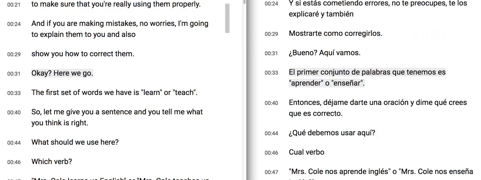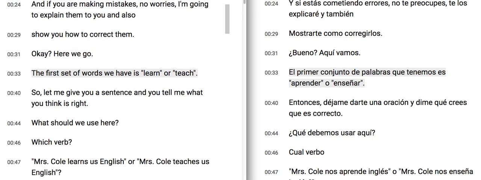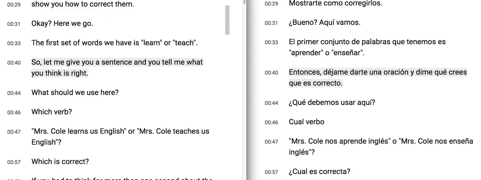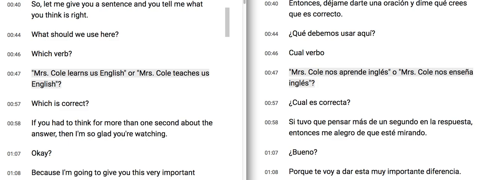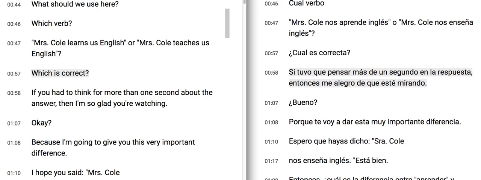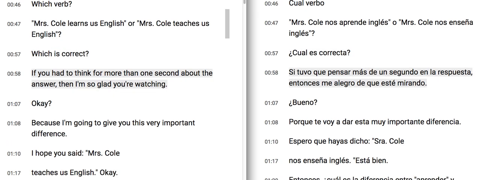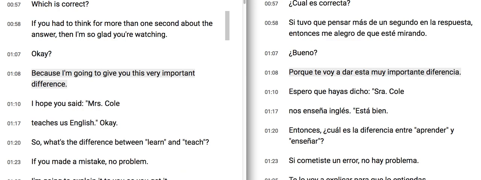Okay, here we go. The first set of words we have is learn or teach. So let me give you a sentence and you tell me what you think is right. What should we use here? Which verb? Mrs. Cole learns us English, or Mrs. Cole teaches us English. Which is correct? If you had to think for more than 1 second about the answer, then I'm so glad you're watching. Okay? Because I'm going to give you this very important difference.